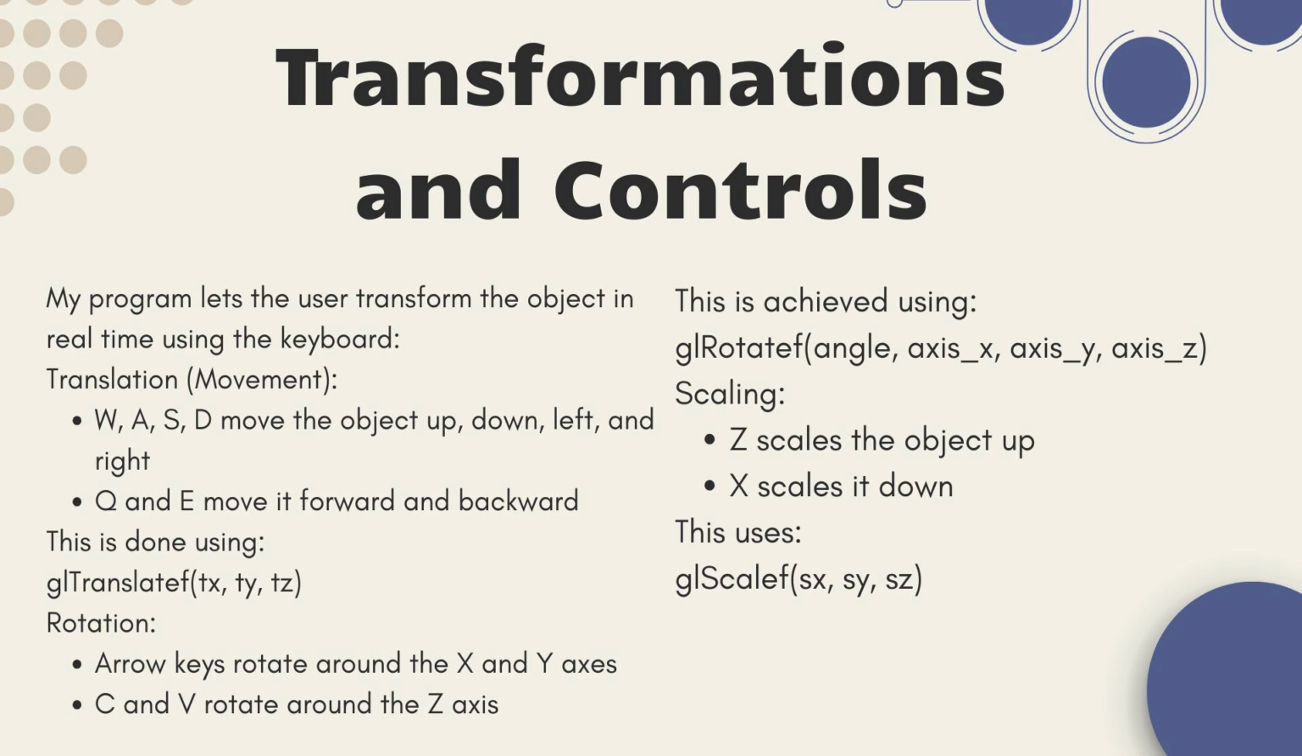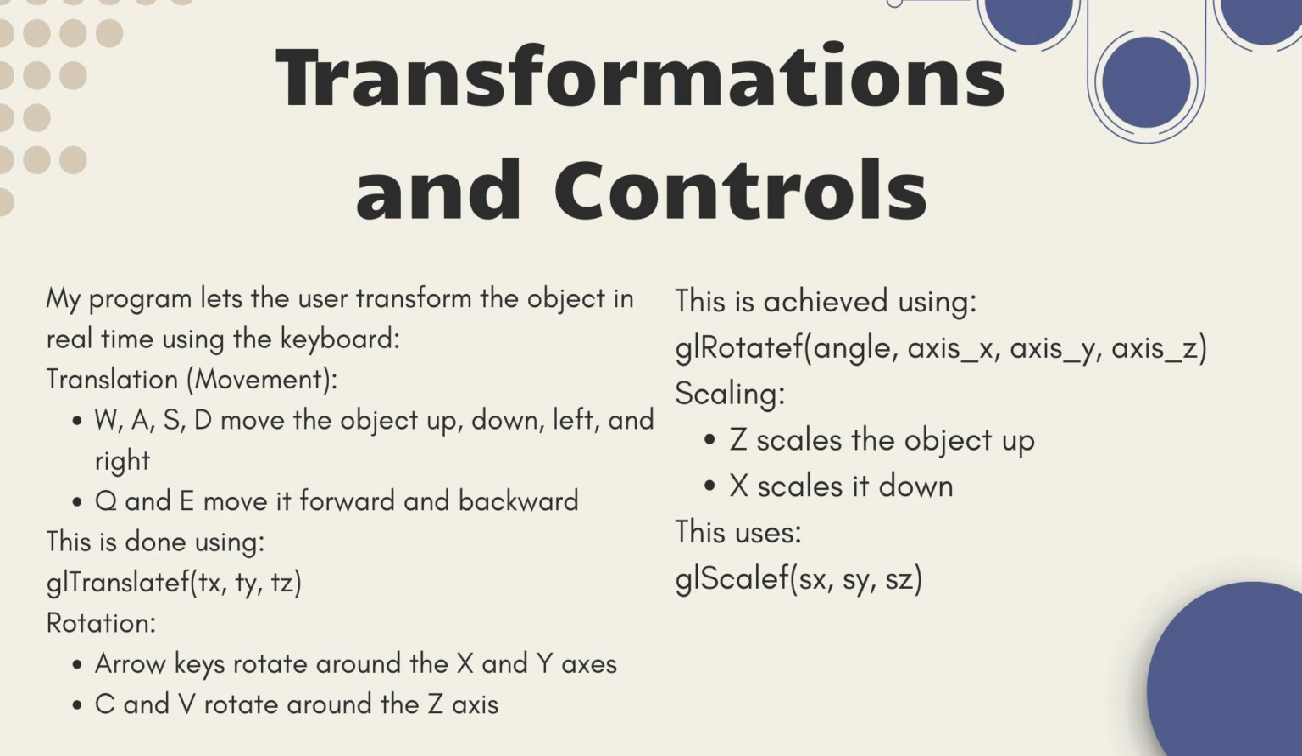Transformations and controls. My program lets the user transform the object in real time using the keyboard. Translation, movement: WASD move the object up, down, left, and right. Q and E move it forward and backward. This is done using glTranslatef with tx, ty, tz.